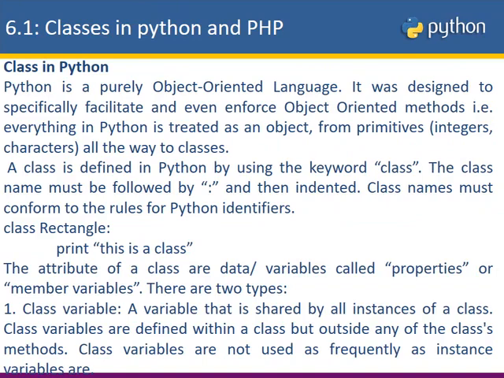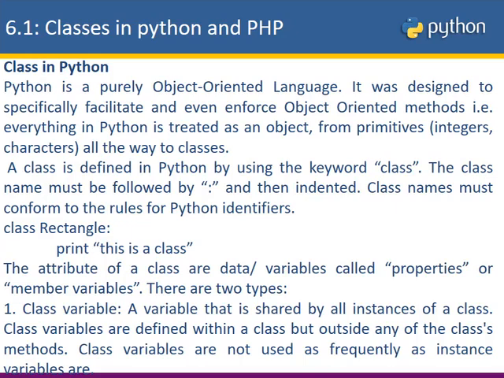So let's look at classes in Python fully, how they are used in code, how they use the classes that we have been talking about in Python. We'll be looking at PHP as well. Python is a purely object-oriented programming language.